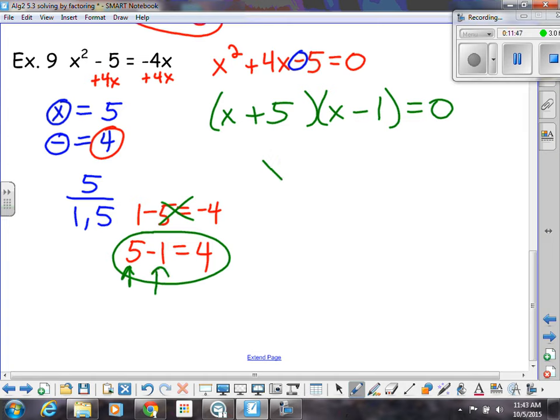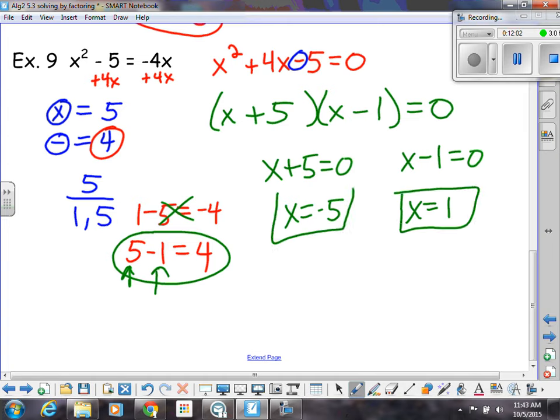Okay. So set each factor equal to 0. Sorry, that's a negative 5. That looks sloppy. x equals negative 5. And then I have x equals 1. So now we have a really nice short way to solve as long as we can factor it.